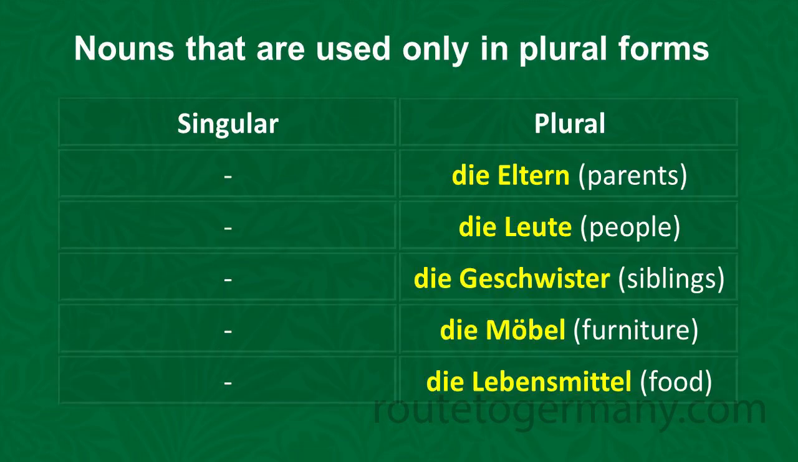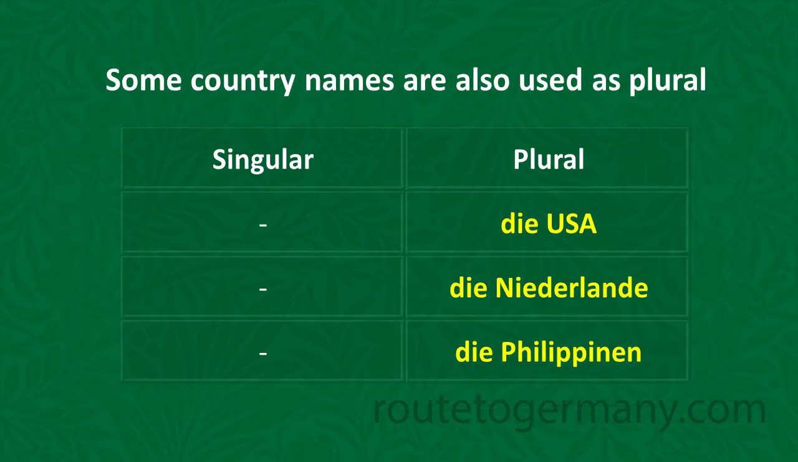Some nouns that are used only in their plural forms are die Eltern, die Leute, die Geschwister, die Möbel, die Lebensmittel. Some country names are also used only in plural forms, like die USA, die Niederlande, die Philippinen.